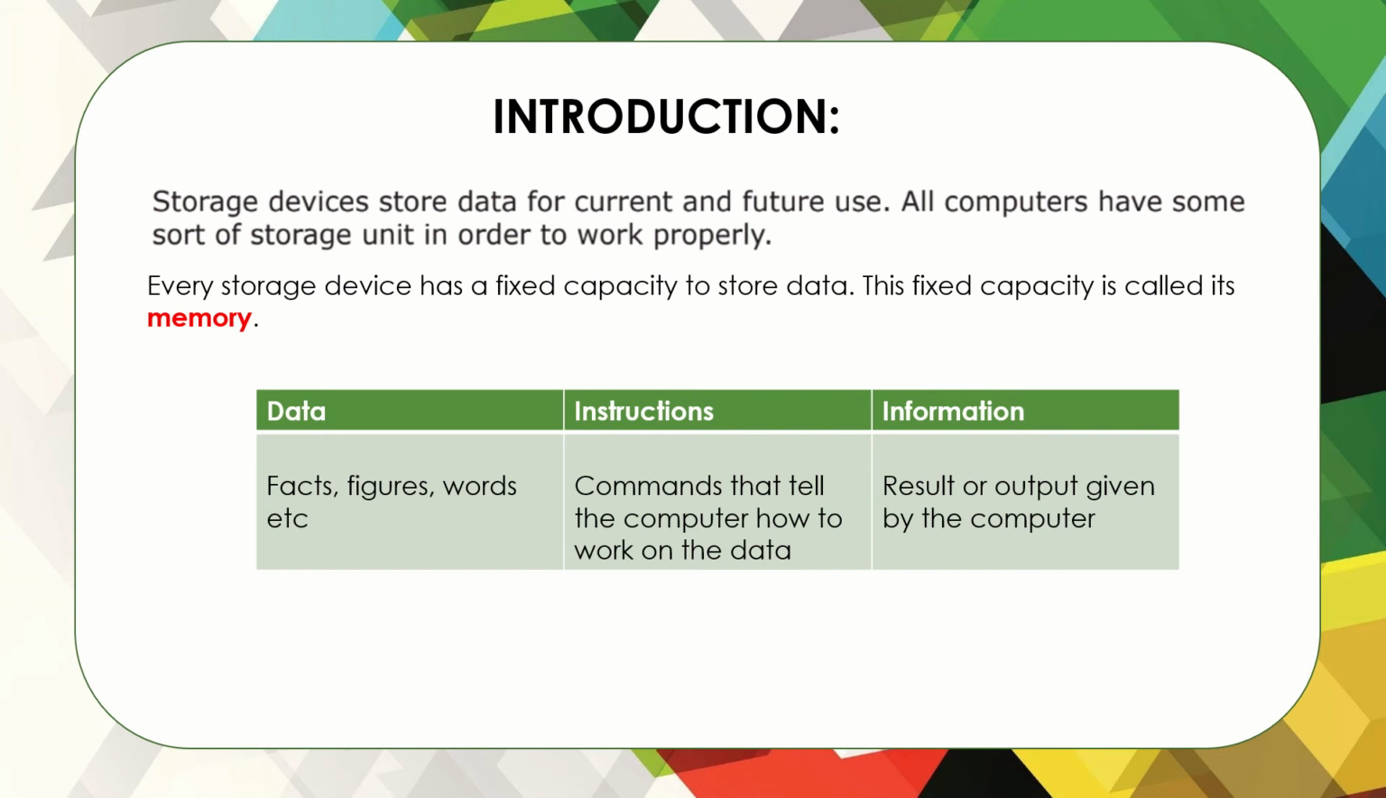Storage devices store data for current and future use. All computers have some sort of storage unit in order to work properly, and every storage device has a fixed capacity to store data. This fixed capacity is called memory. Memory helps the devices or computer to store data, instructions, and information.